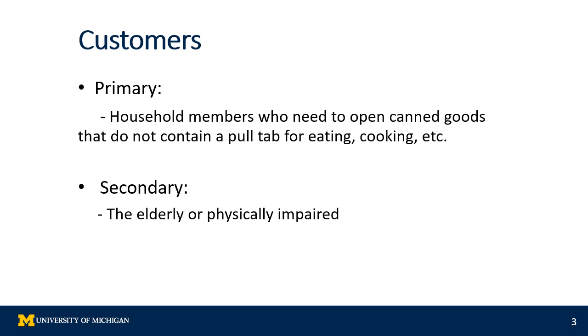Primary customers are ordinary household members who need to open up canned goods without a pull tab for various daily uses, while our secondary customers are the elderly or physically impaired that do not possess the same grip strength as most people, and our can opener will be adjusted to accommodate this.